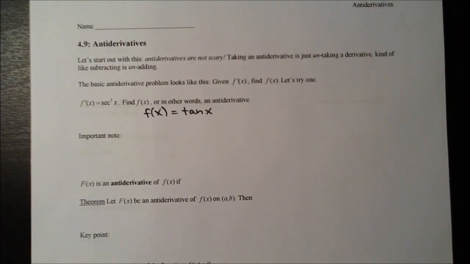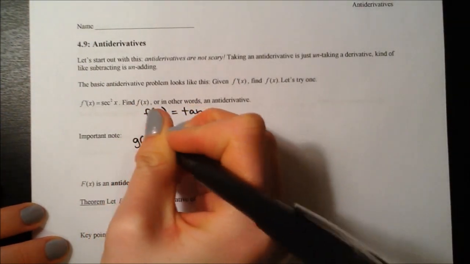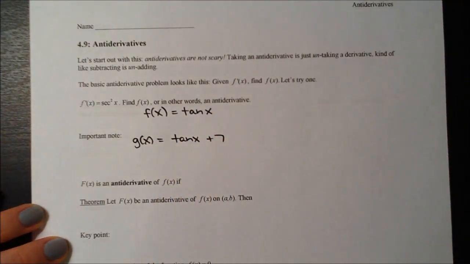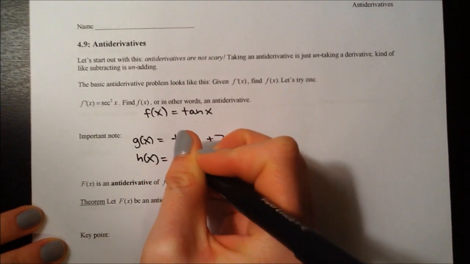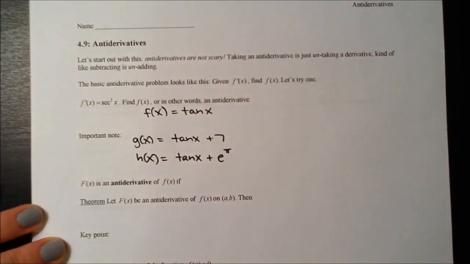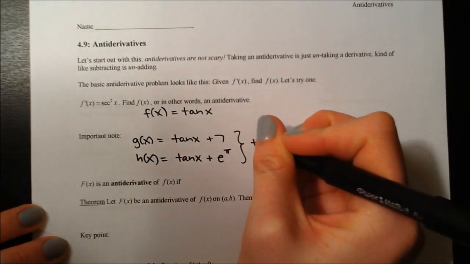This is a note that we talked about when we were doing the little discovery activity. Yes, f of x equals tangent x works, but g of x equals tangent x plus 7, that works. h of x equals tangent x plus e raised to the power of pi, that works as well. So it's important to keep in mind that these work too.